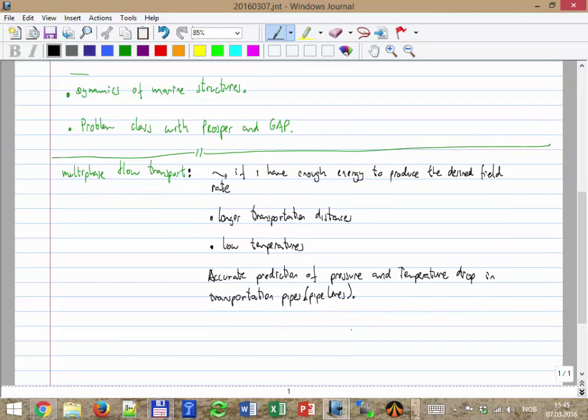So that's what is typically referred to as flow assurance. Flow assurance in a way is to make sure that I will be able to produce the hydrocarbons, or I will be able to transport the hydrocarbons from the source all the way to the processing facilities. Flow assurance. Successful.